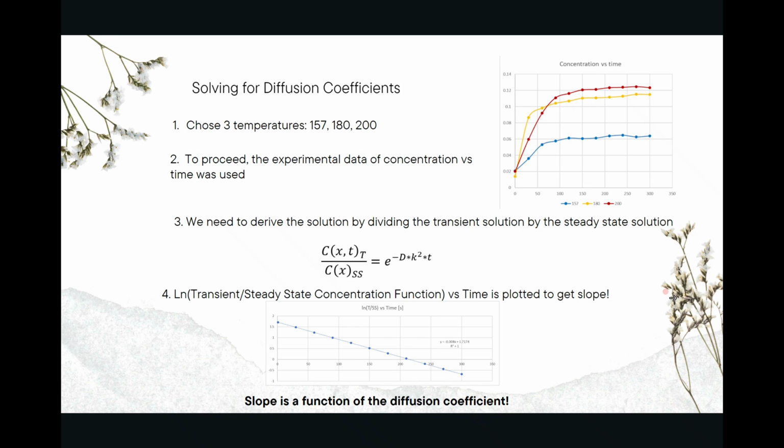We chose 3 representative temperatures reaching an approximate steady state where concentration plateaued. We had to derive a new plot of transient concentration profile divided by the steady state function. The ln of this function reveals a slope that is a function of the diffusion coefficient.